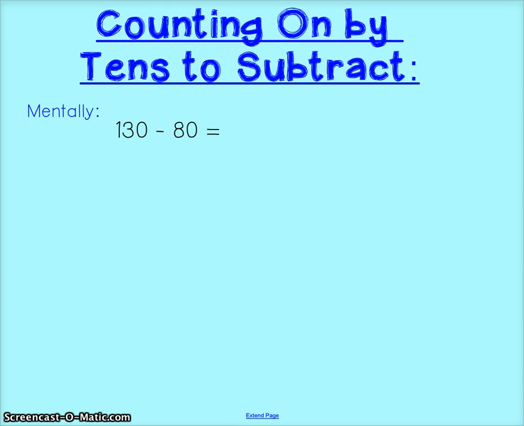So if I have 80, then I have 90, 100, 110, 120, 130. So that's 5 tallies or 5 tens. I know that 5 tens are equal to 50. Place value can help you to subtract in a more easy way.